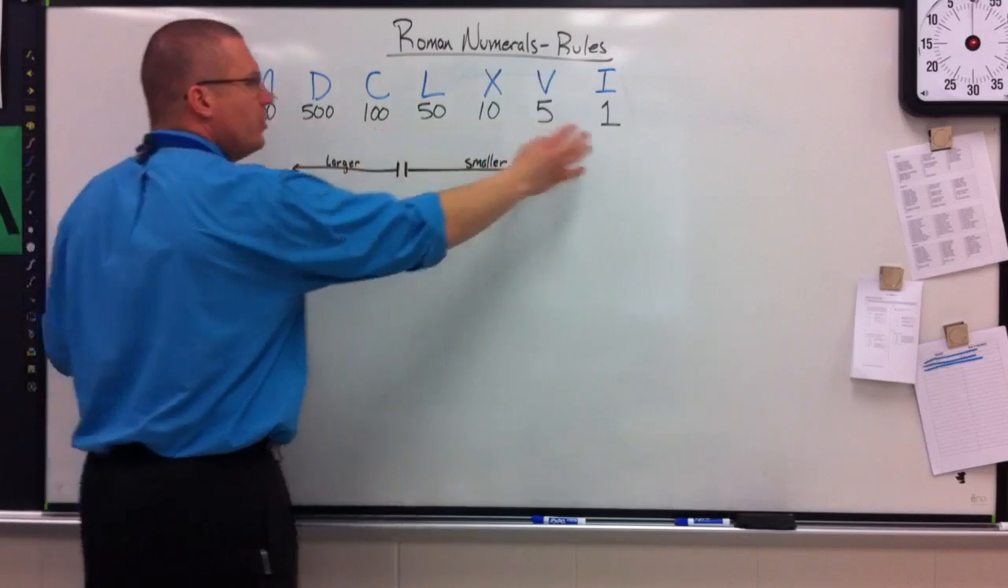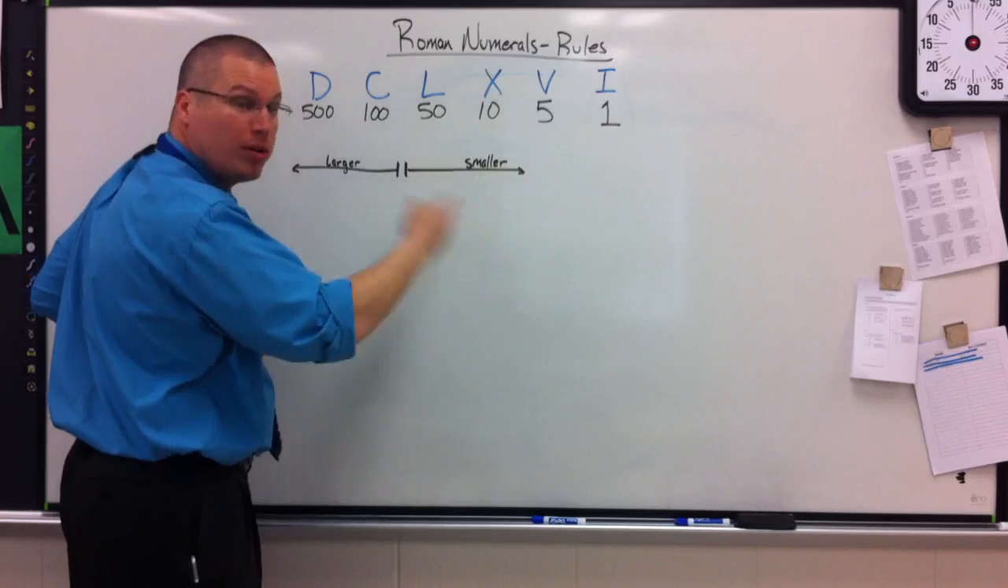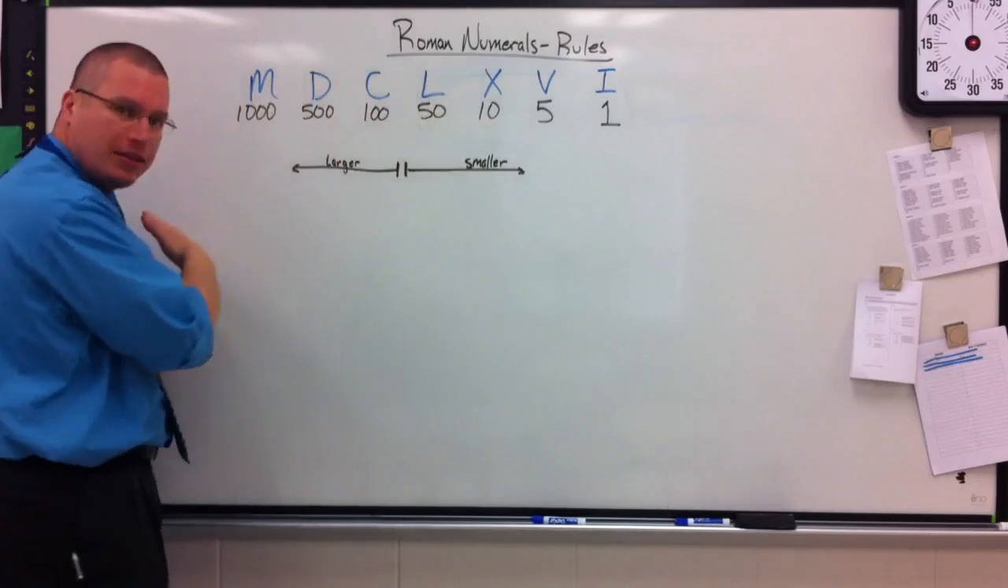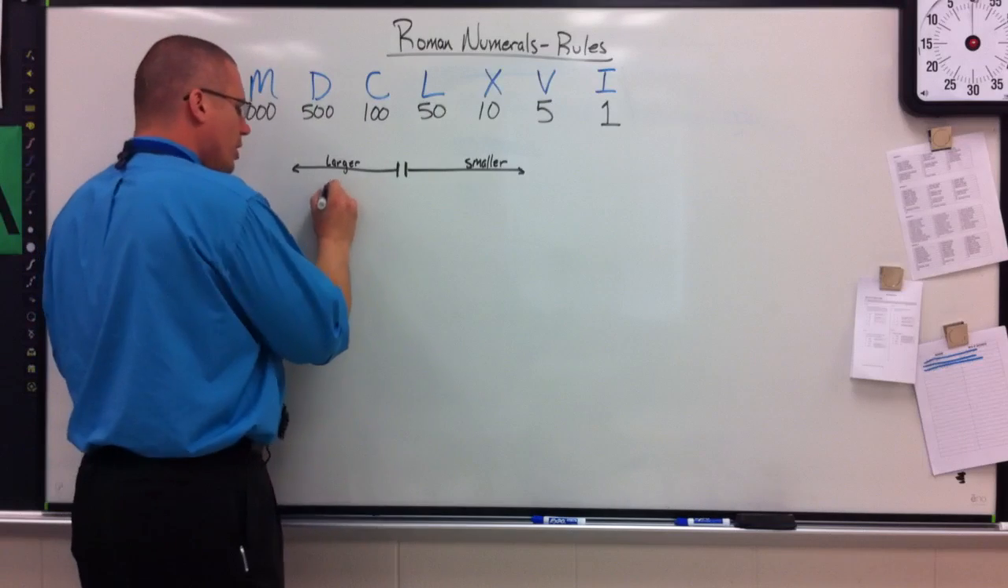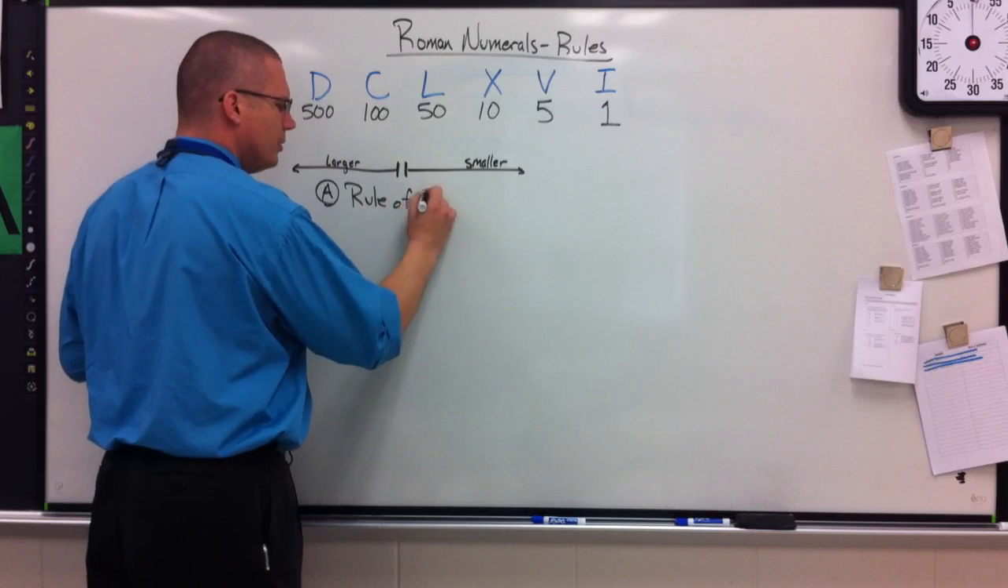The symbols are arranged from small to large. So the more to the right I go, the smaller the value of the symbol. The more to the left I go, the larger the value, or the larger the symbol. So we're going to take a look at three rules. First rule is rule of 3.